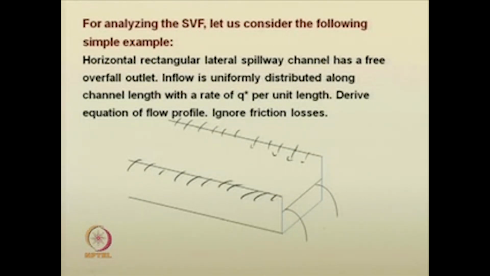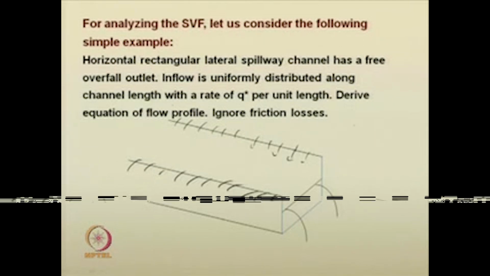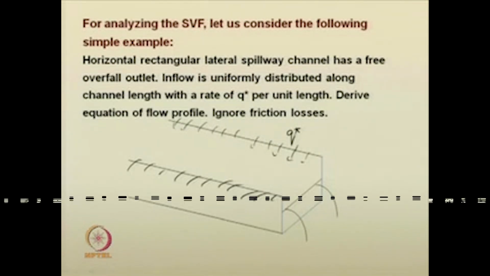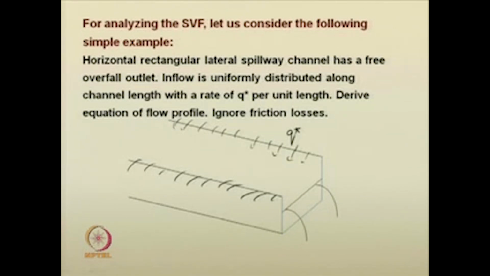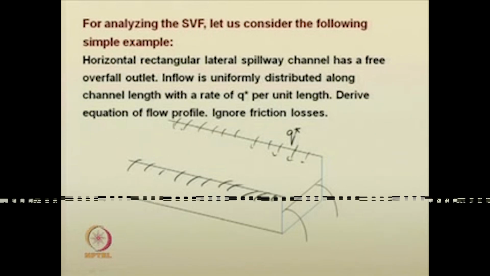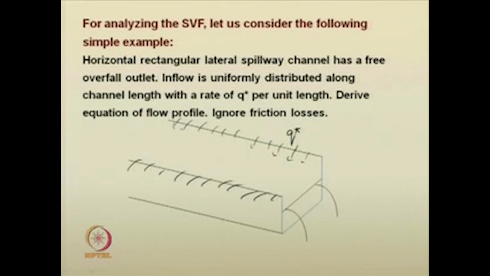Inflow is uniformly distributed along the channel length. So, the inflow to this channel is distributed uniformly at a rate of q star per unit length. Now, derive the equation of flow profile. You can ignore the friction losses. How will you try to obtain the flow profile or the equation for the flow profile?